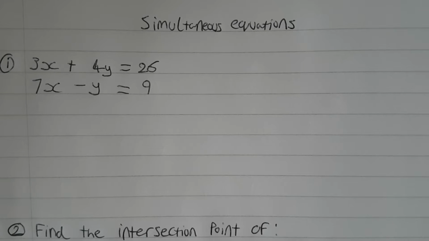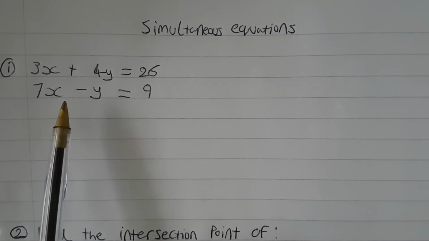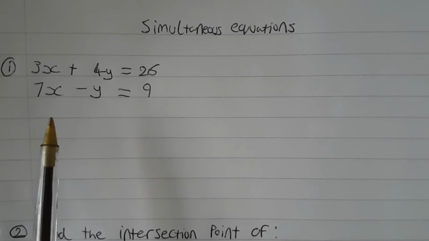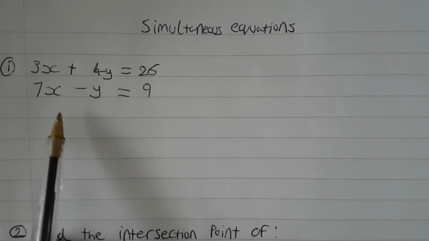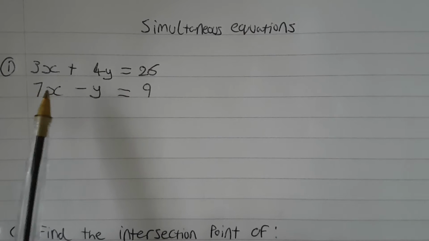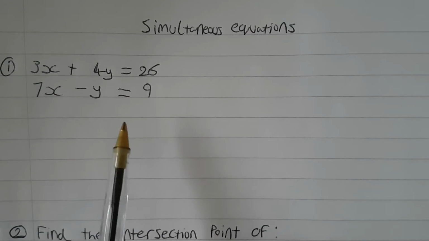Okay, so today I will be teaching you how to solve simultaneous equations. Generally speaking, simultaneous equations are when we have two equations with two unknown variables. And finding out these unknown variables will lead us to find out where these two equations intersect. So in example 1, we have 3x plus 4y equals 26 and 7x minus y equals 9.